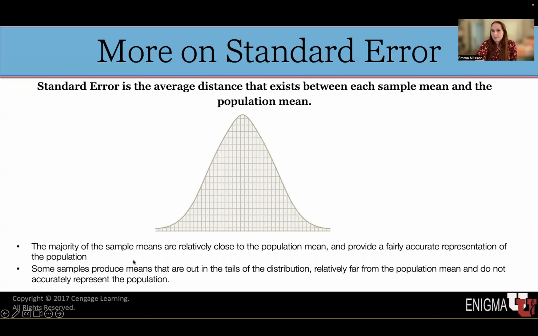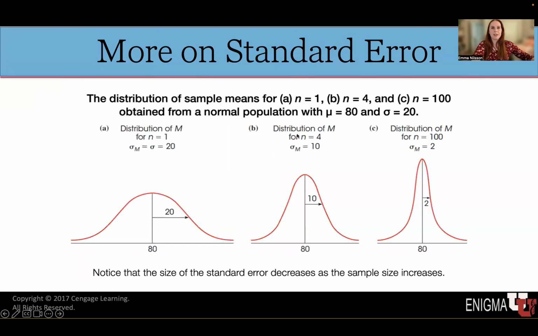The majority of sample means are going to be relatively close to our population mean. They're going to give a pretty good representation of the population. But there are some samples that produce means that are out in these tails of the distribution, relatively far, and they don't accurately represent the population. So we as researchers want to know, are our means out in the tails, very far away from the actual population mean, or are they in the middle here and are a good representation of the population mean? And standard error, like I said, tells us that.